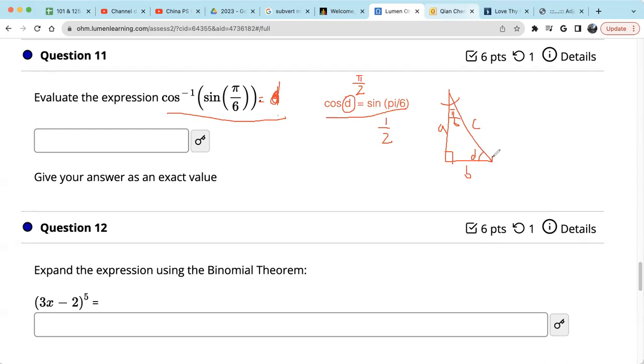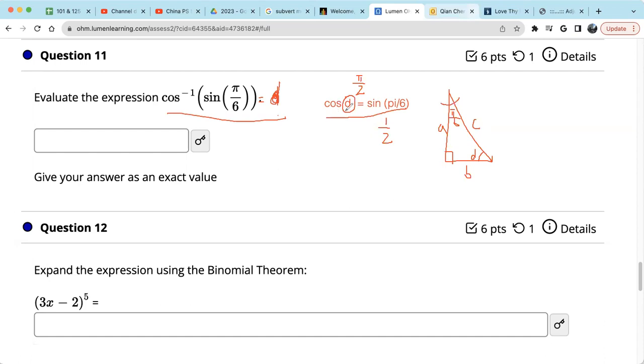So those two are called cofunctions. So sine D equals cosine pi over 6, and cosine D equals sine pi over 6, because those two angles are complementary angles. So complementary angles add up to be 90 degrees, and their sine and cosine are cofunctions, right?